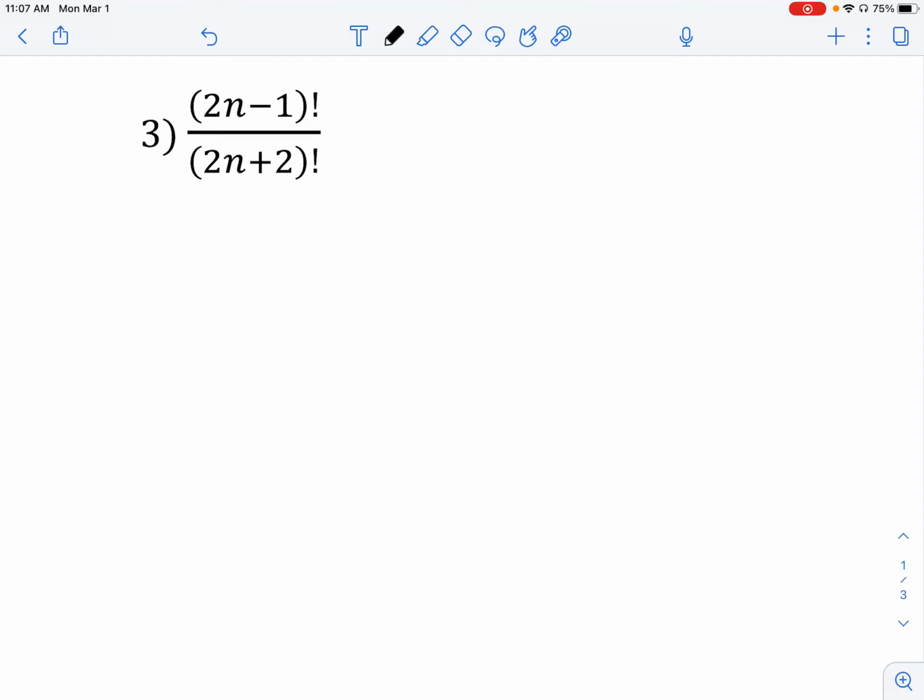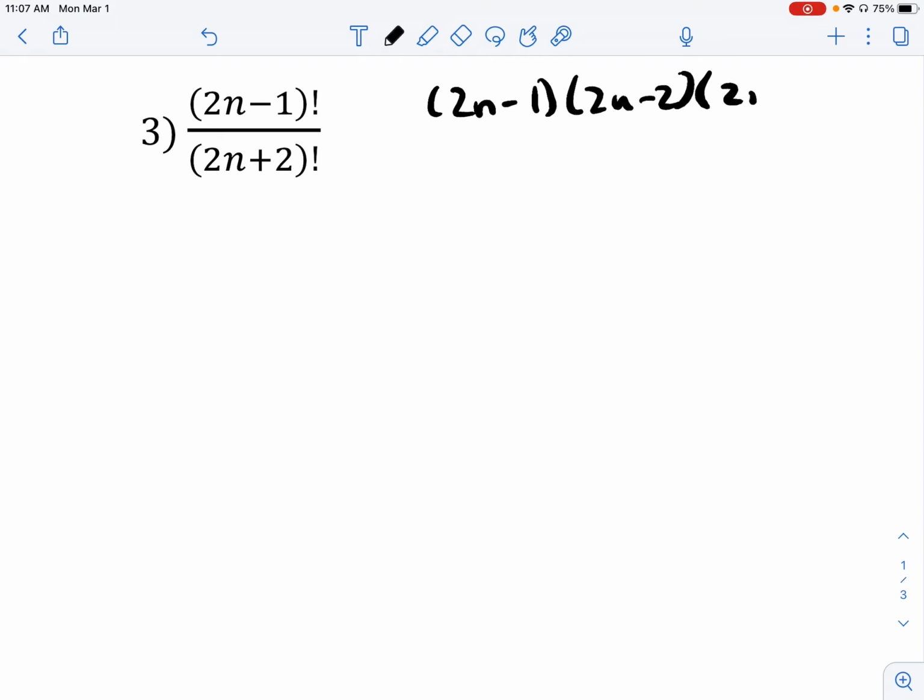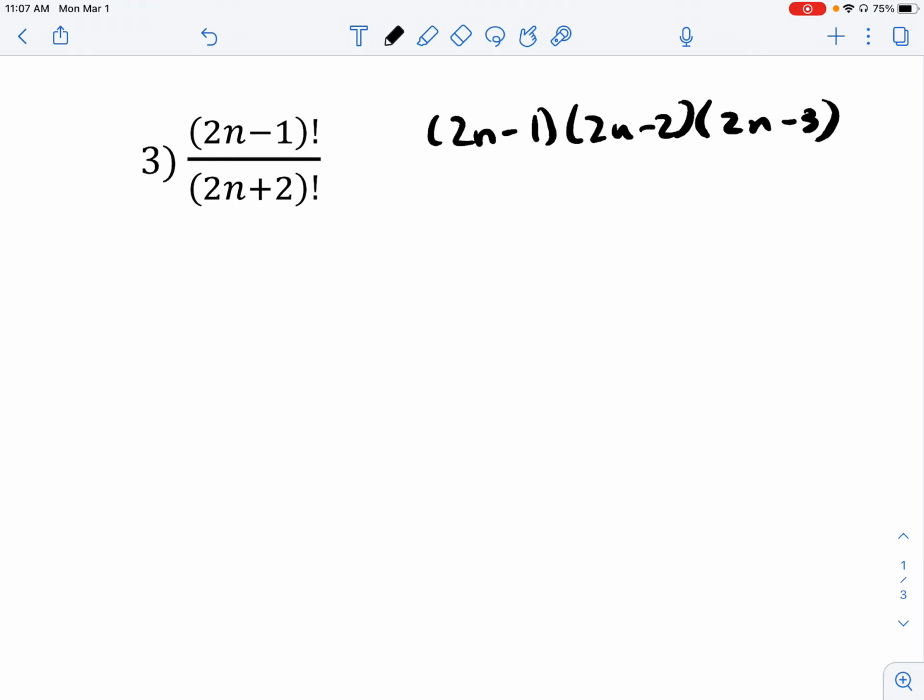Welcome back. Let's try to go over number 3 together. I'm hoping that you found that by trying to expand out the numerator, we end up in a place where we're not getting any closer to simplifying. Because the numerator expanded out is 2n minus 1, 2n minus 2, 2n minus 3, and this is going to keep on going. That doesn't help us at all. That's never going to be able to simplify.